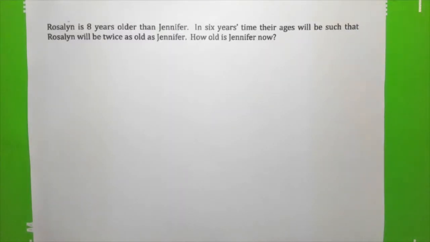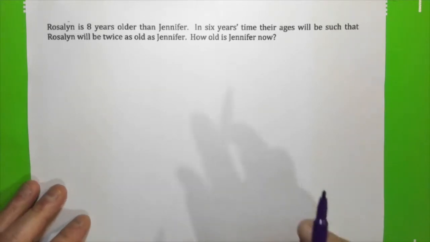We are now moving into problems which are slightly more complicated. Let's have a look at this question. It says, Rosalind is 8 years older than Jennifer. In 6 years' time, Rosalind will be twice as old as Jennifer. How old is Jennifer now?